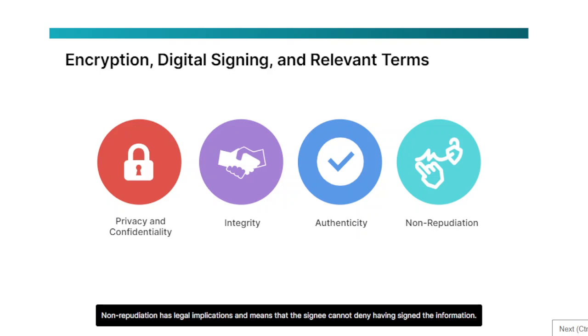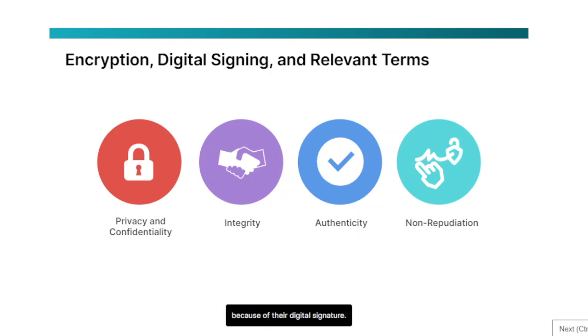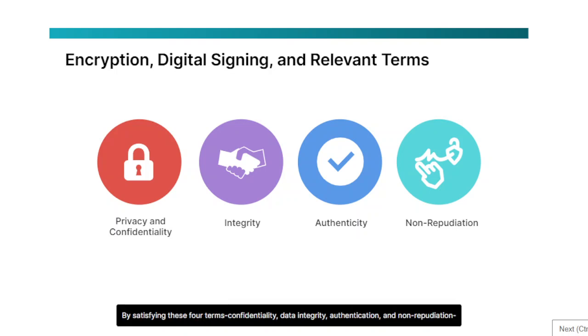Non-repudiation has legal implications and means that the signee cannot deny having signed the information. If the information is a legal contract, the signee is bound to the contract because of their digital signature. By satisfying these four terms, confidentiality, data integrity, authentication, and non-repudiation, cryptography has facilitated the rise of e-commerce and secure communications.